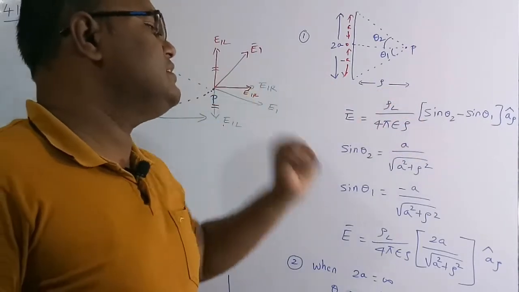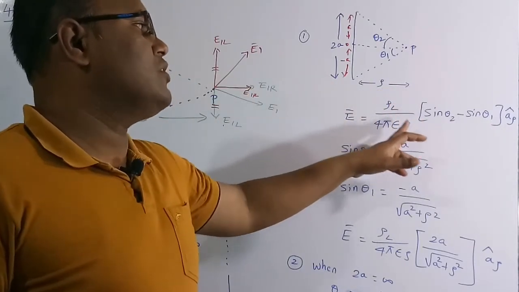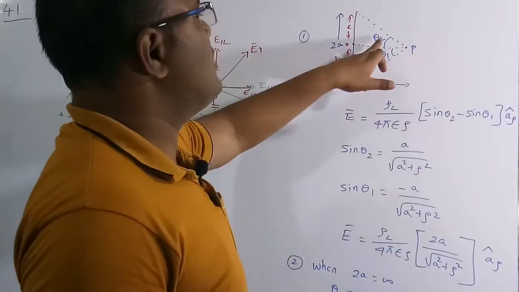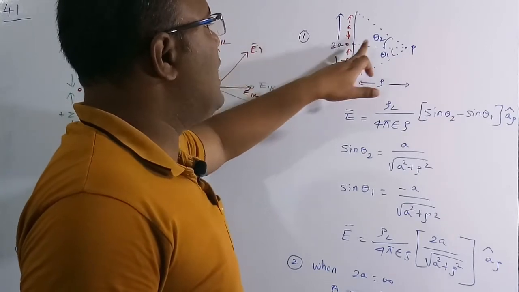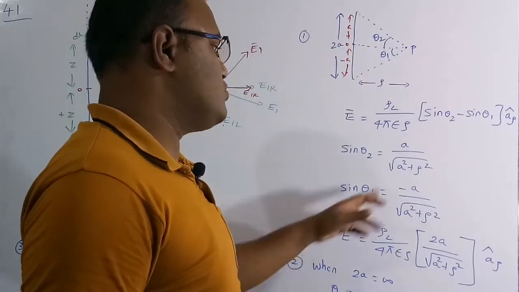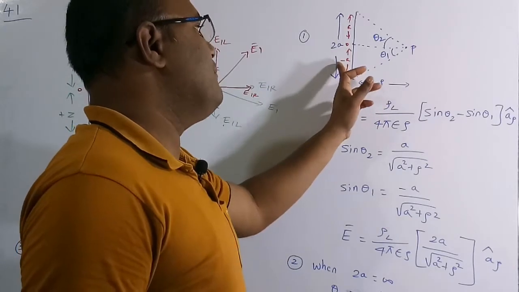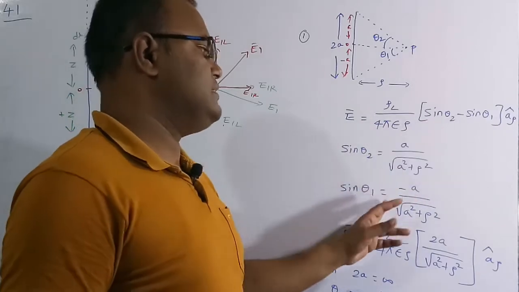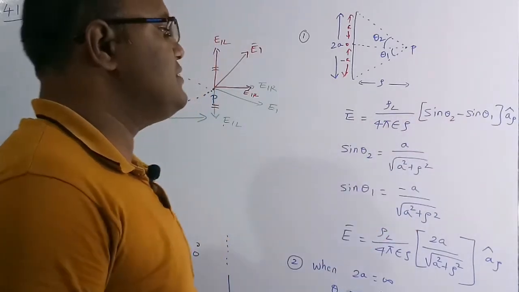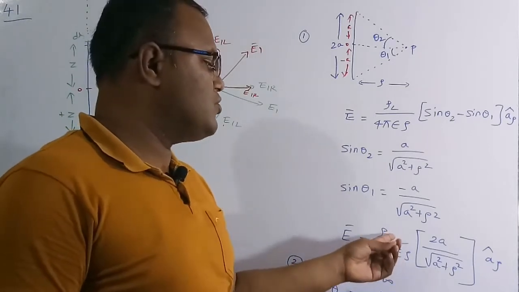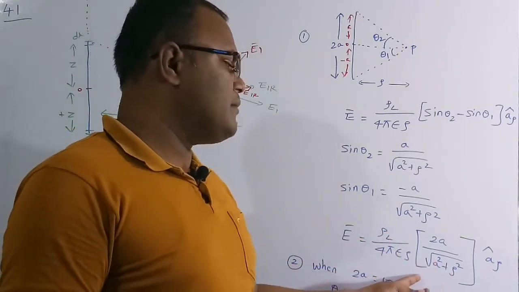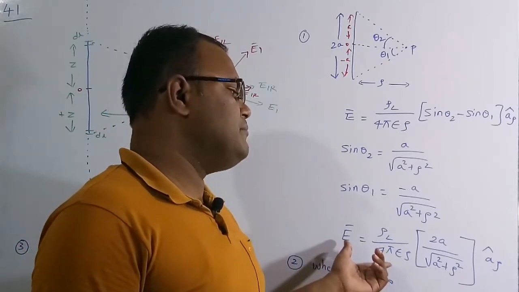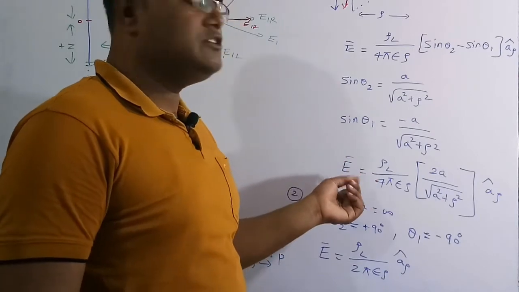So the electric field intensity formula is ρL by 4 pi epsilon rho into (sin θ2 minus sin θ1) a_ρ cap. Here sin θ2 is equal to A by under root of A square plus rho square, and sin θ1 is equal to minus A by under root of A square plus rho square. So if you substitute sin θ2 and sin θ1 in this formula and do the simplification, we are going to get finally E bar is equal to ρL by 4 pi epsilon rho into 2A by under root of A square plus rho square a_ρ cap. So this is the net amount of electric field because of finite length charge at any point in space.